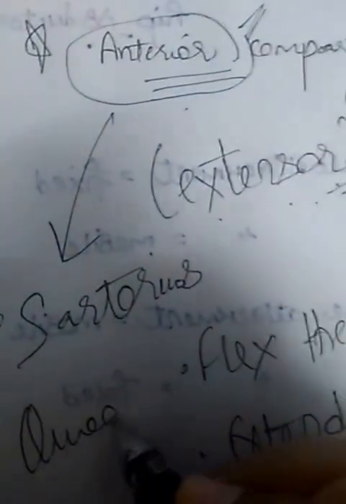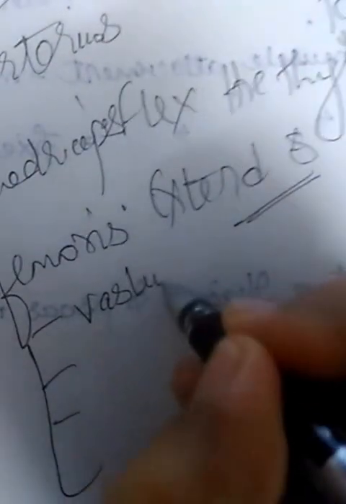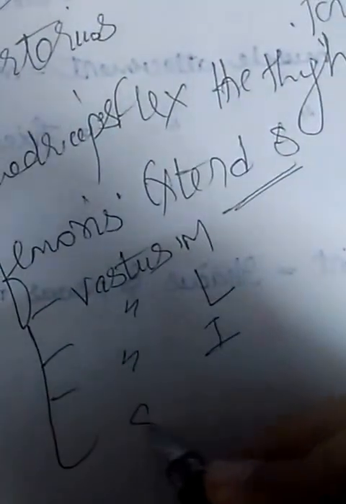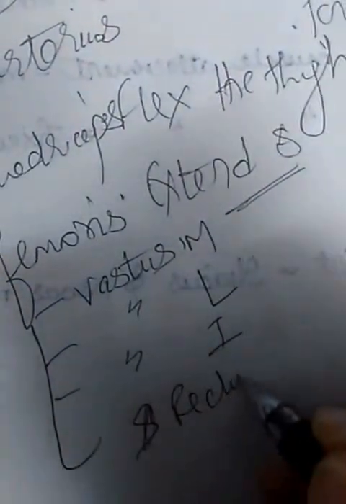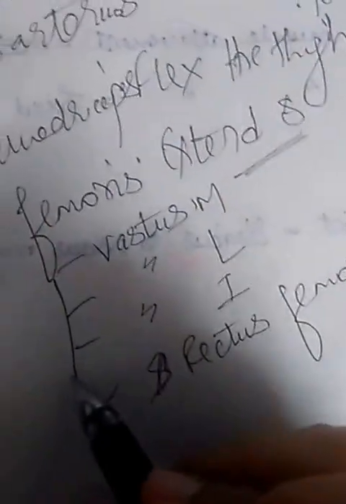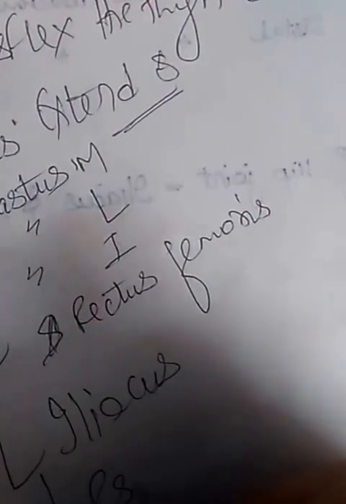So the anterior compartment includes sartorius and quadriceps femoris. This quadriceps femoris includes the vasti, that is vastus medialis, vastus lateralis, vastus intermedius, and the rectus femoris. Sometimes the anterior compartment also includes iliacus and psoas major.